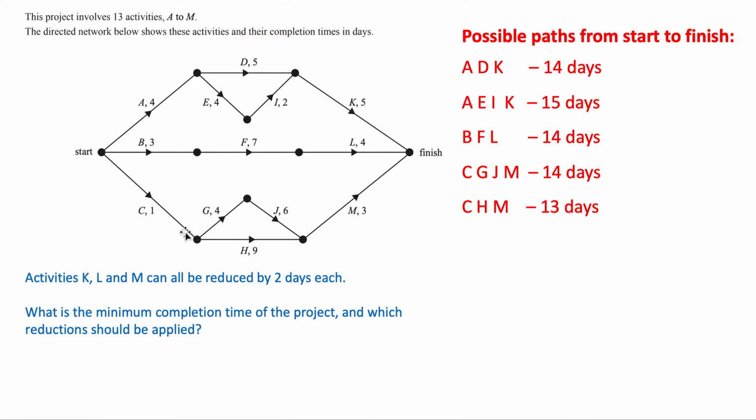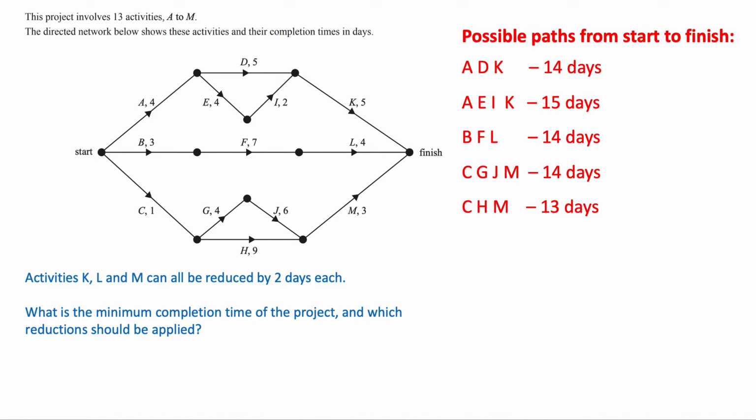So what we've done here is list out all the possible paths from start to finish. The first thing we have to look at is that this path A, E, I, K is the critical path. We want to make sure that we can reduce the critical path first, because if you can't reduce the critical path, then there's basically no point reducing anything else. If we're trying to get the overall project to finish as quickly as possible and the critical path is stuck, then you can't reduce the overall project's completion time.